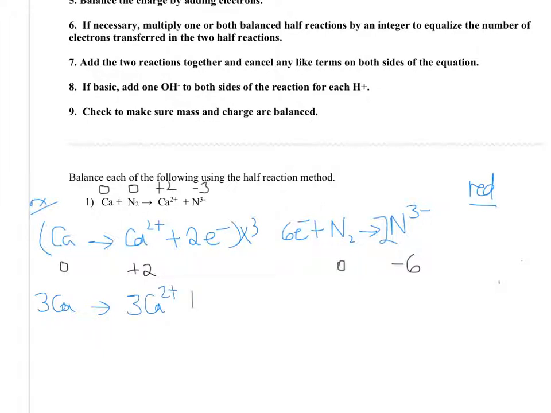3Ca2+ plus 6 electrons. Now, why is it that we want the electrons to be equal? Well, because it's a redox reaction. That means we have transfer of electrons. One substance is losing electrons, the other one is gaining those electrons. So they're the same electrons that are being lost by one, gained by the other. They're being transferred from one substance to the other, so they need to be the same number. Okay, next step, step 7 says, add the 2 reactions together and cancel any like terms on both sides of the equation.